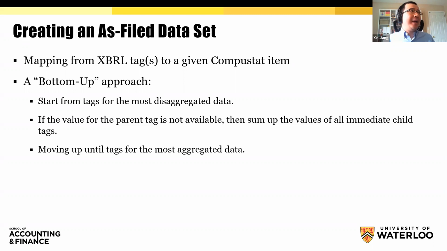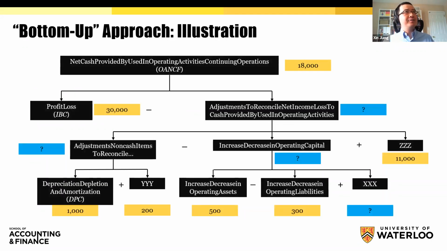So to do so, we have adopted a bottom-up approach. We start from the tags at the most disaggregated level. If the filer does not use a parent tag, and therefore there's no value associated with that parent tag, then we are going to add up the values of its immediate child tags and impute the value for that parent tag using that sum. And then we can just keep moving up the levels and do the iterative calculations until we reach the data at the more aggregate level. So this is a very abstract way to describe our method. Why don't we use an example here to demonstrate how this bottom-up approach works?